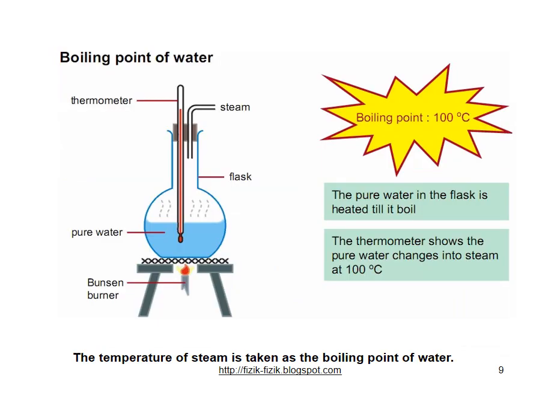Now we look at the boiling point of water. The boiling point of water is 100 degrees Celsius. The pure water in the flask is heated till it boils. The thermometer shows the pure water changes into steam at 100 degrees Celsius. So we know that the boiling point of water is 100 degrees Celsius.